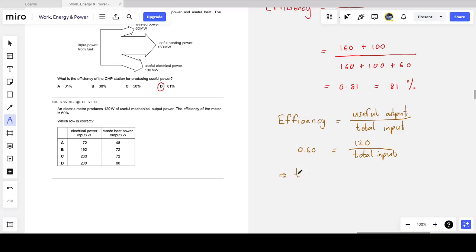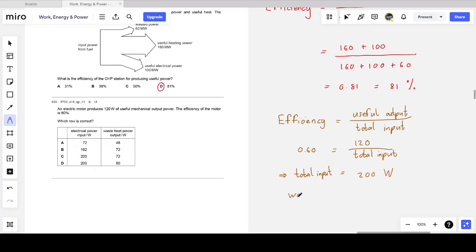So the total input, if I rearrange this equation, is not difficult to find. It must be higher than 120. Total input will be 200 watts. So 120 divided by 0.6. So that already eliminates A and B. I'm left with options C and D.